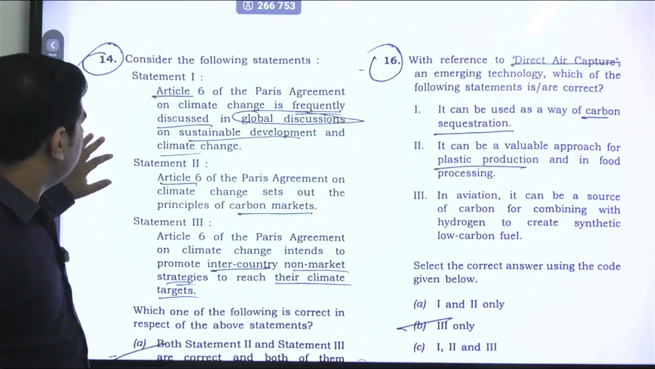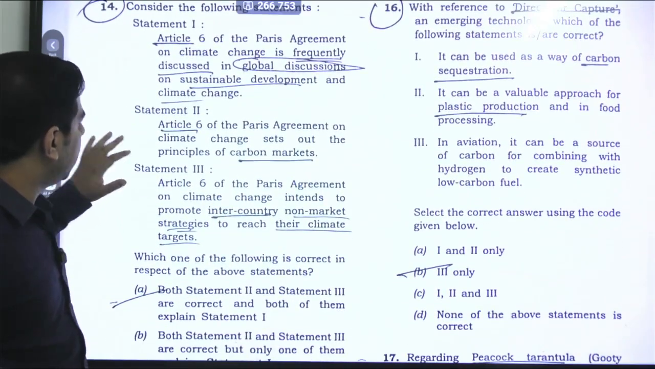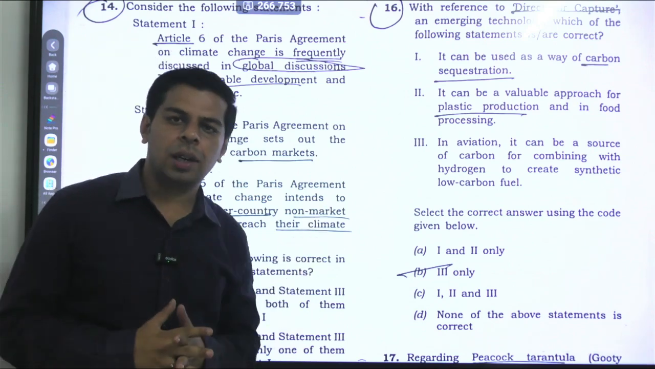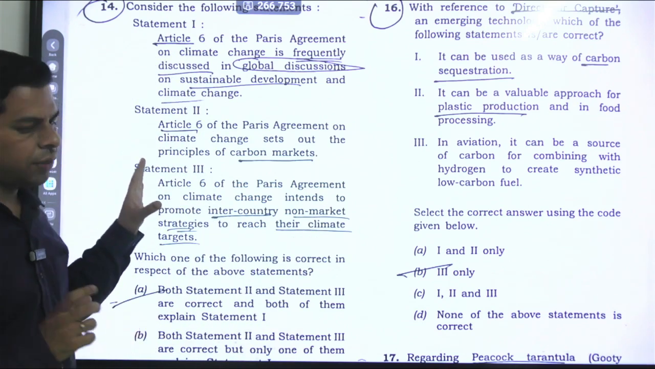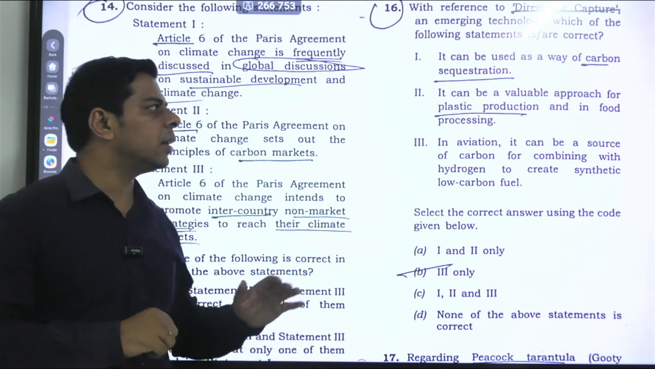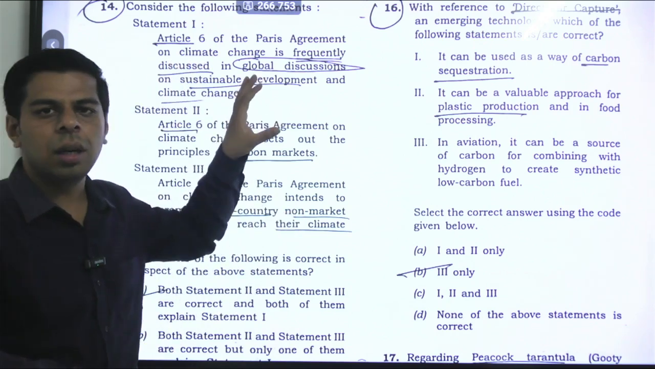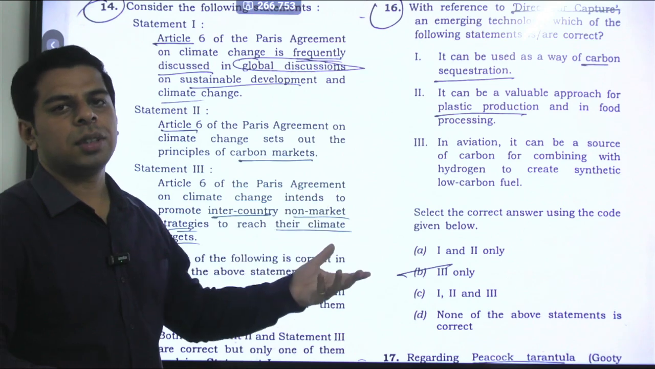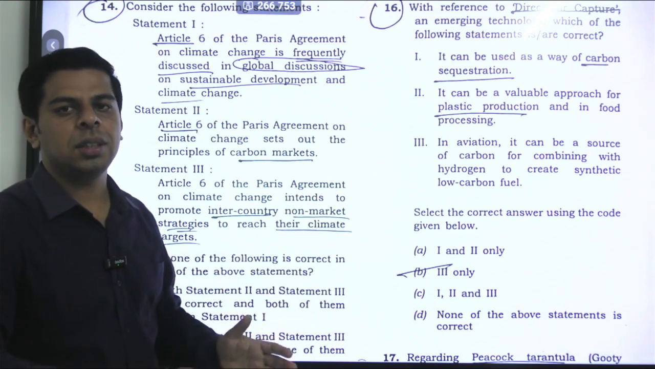Now, question number 14 is on expected lines. This was predicted, and finally, we can say out of COP question, this one was more or less on the right path. So, Article 6 we have mentioned in our class lecture as well. It is the main article which deals with the carbon markets, and there has been a long impending demand right from once the Paris Agreement came into force that this needs to be realized.